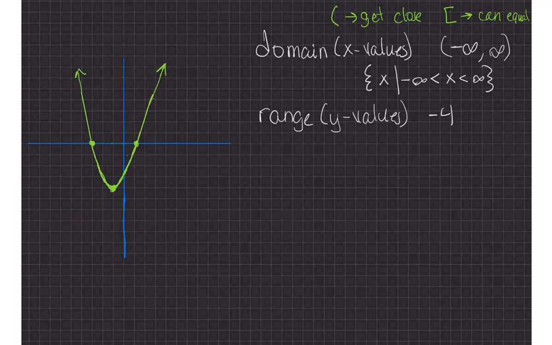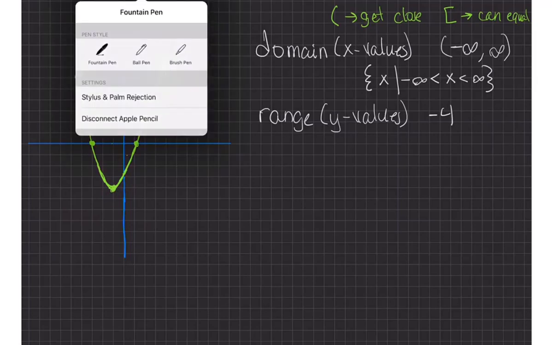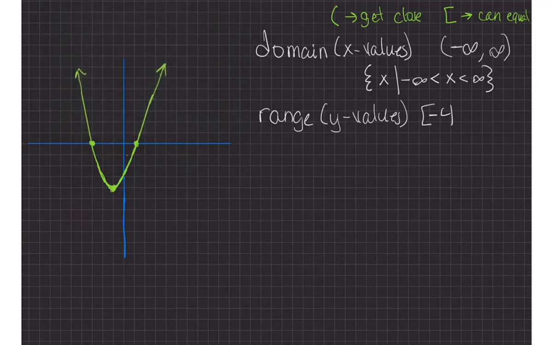Now I'm just asking myself, can I put a parentheses or a bracket around it? Well, at -4, I have a point there at -4, so I can be -4. So I'm going to put a bracket around it.